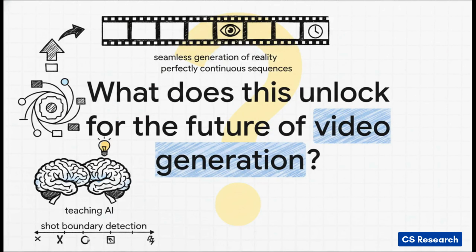And that leaves us with a pretty fascinating final thought. We know that AI requires perfectly continuous sequences to train video generation models without spatial glitching. So if this shot query transformer can so precisely decode the most atomic temporal units of a video, catching every fade, every cut, every tiny sudden jump, what does this unlock for the future of large-scale AI creation? Understanding exactly how humans edit might just be the ultimate key to teaching AI how to seamlessly generate reality.